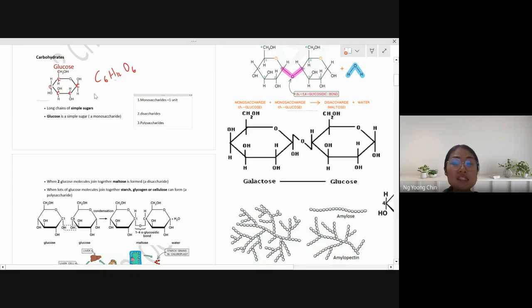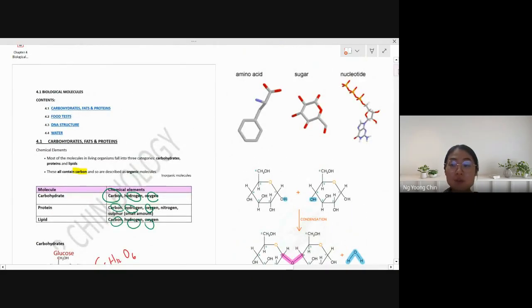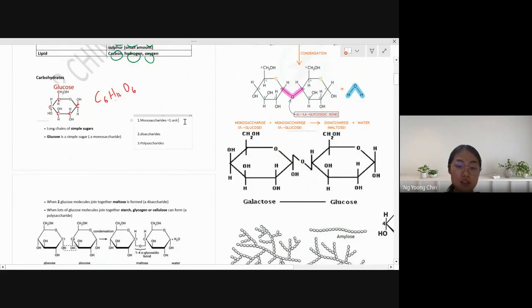For example, 1 unit of glucose, 1 unit of fructose, 1 unit of galactose. Just 1 unit. Then disaccharides are comprised of 2 units of monosaccharide linked together. So they are made of 2 units, and they are called disaccharides. Examples of disaccharides are maltose, sucrose, and lactose.